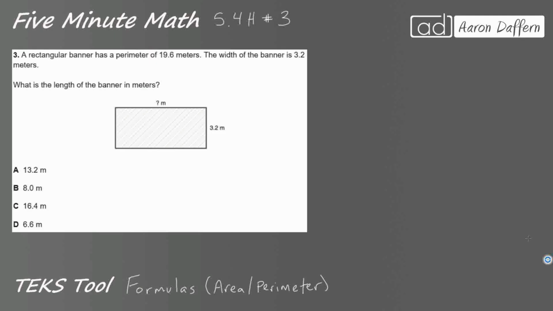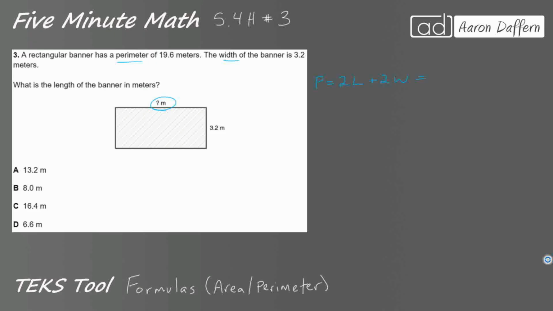So we've got a rectangle here, and we need to find a missing length. The perimeter is given, the width is given, and we have this missing length right here. So let's look at our formula. What do we know about the perimeter of a rectangle? We can look at it in two different ways. We can say perimeter equals double the length, that's what 2L means, plus double the width.